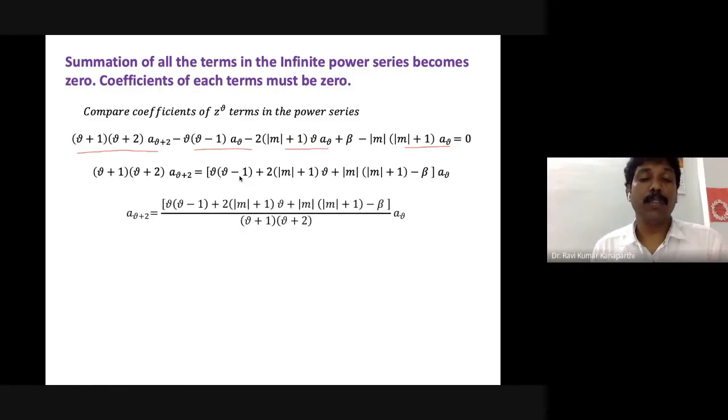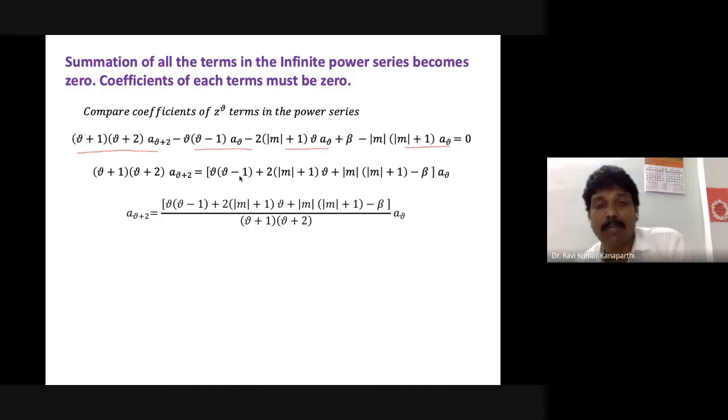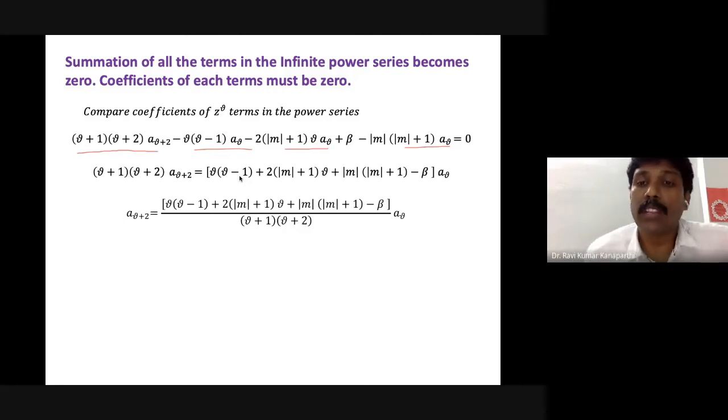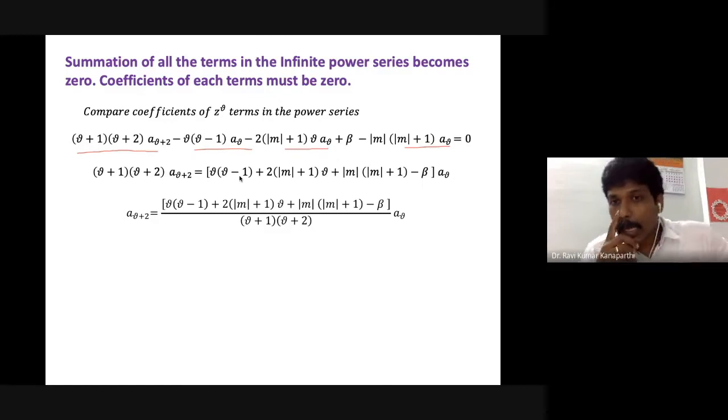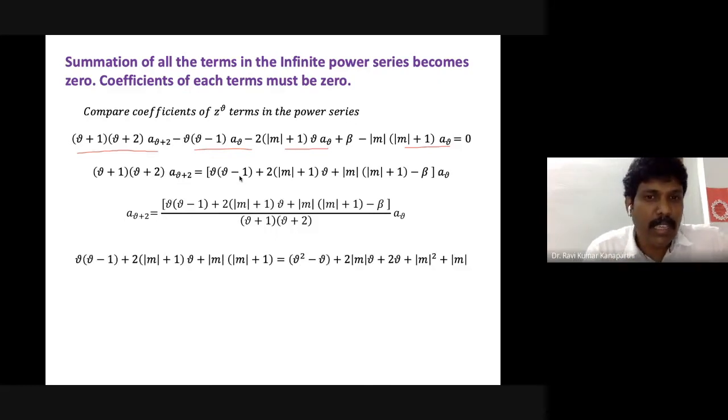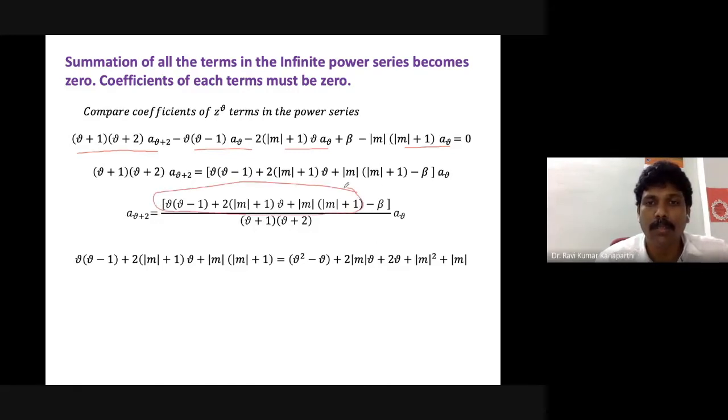The simplification, if you do it, gives a nu plus 2 is equal to nu of nu minus 1 plus 2 modulus of m plus 1 multiplied by nu plus modulus of m plus 1 minus beta, by nu plus 1 multiplied by nu plus 2, multiplied by a nu. Okay, that's the thing. Now there is a small thing we can do here, as this is somewhat very complex to follow. So what I'm going to do is simplify it. So we can simplify this expression like this.